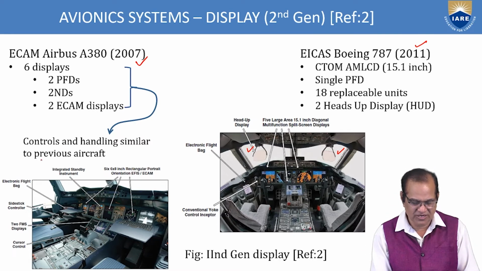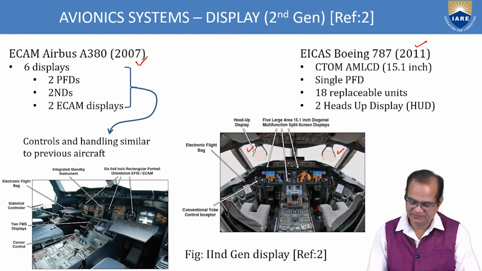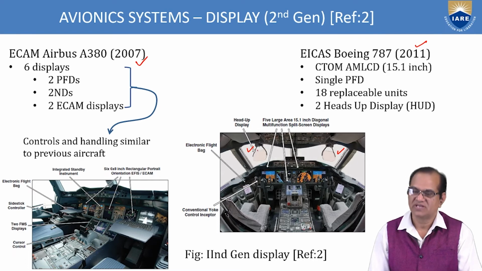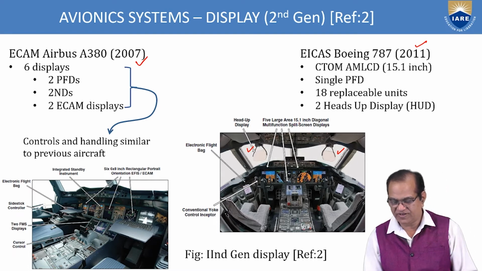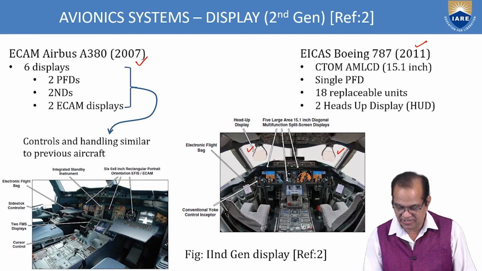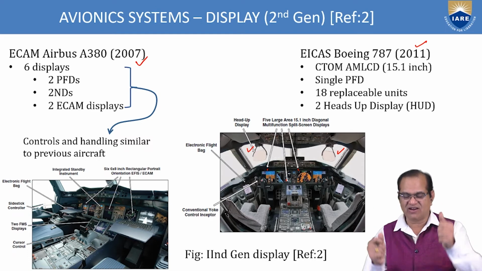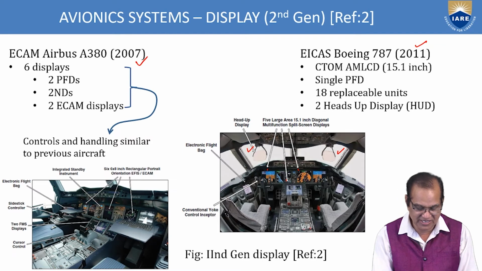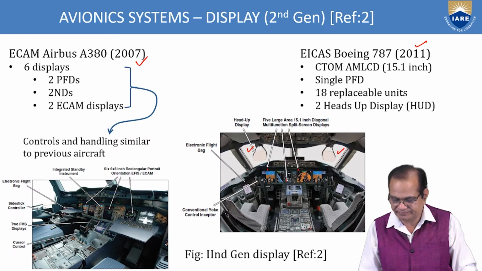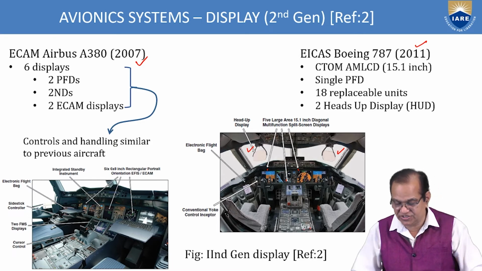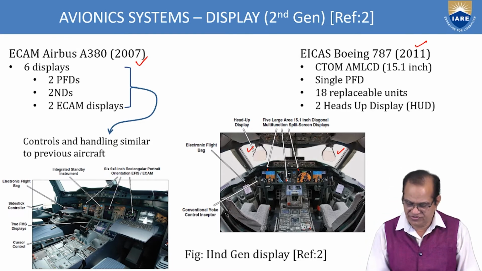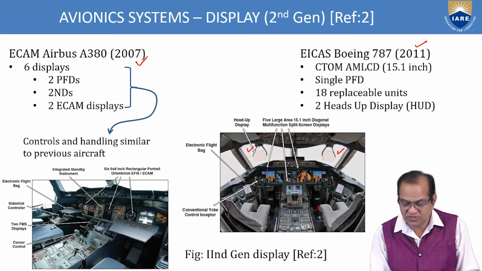Controls and handling are similar to the previous aircraft. Here you can see the Boeing 787. It contains a head-up display and 5 large area, 15.1 inch diagonal multifunctional split screen displays. So these are the multifunctional screen displays. Conventional yaw control. Here it is conventional. In Boeing it is conventional, but in Airbus it is a stick. Very simple. So there is a little difference between this Boeing and the Airbus. You can see here that Airbus does not have that yoke.